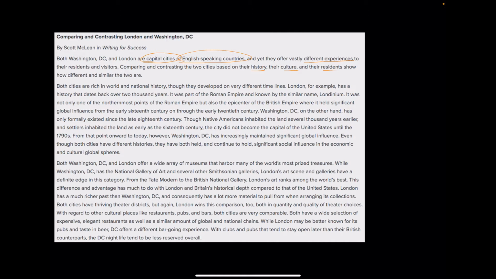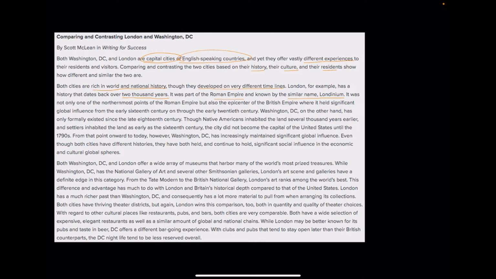Both cities are rich in world and national history, though they developed on very different timelines. London, for example, has a history that dates back over 2,000 years. It was part of the Roman Empire and known for the similar name, Londinium. It was not only one of the northernmost points of the Roman Empire, but also the epicenter of the British Empire, where it held significant global influence from the early 16th century on through the early 20th century.